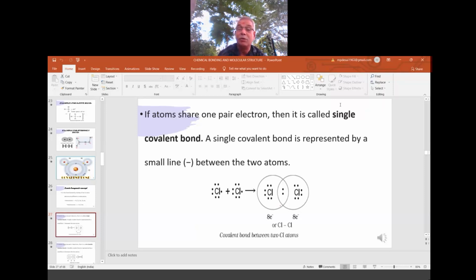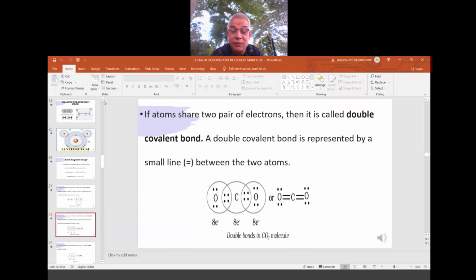An important concept also we are going to learn in this. If atoms share one pair, then it is called a single bond, single covalent. In the case of hydrogen, in the case of chlorine, only one pair, one from one chlorine, the other from the other chlorine. So Cl single bond Cl, Cl2. It is called a single covalent bond. Why covalent? Because the transaction is sharing. Why single? Only one pair is shared. Okay, right.